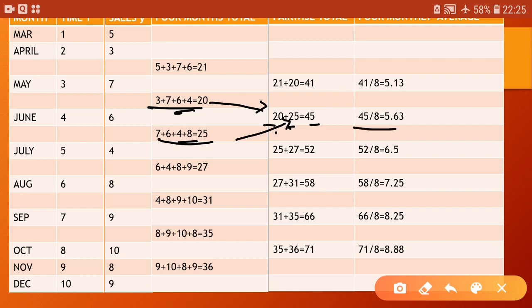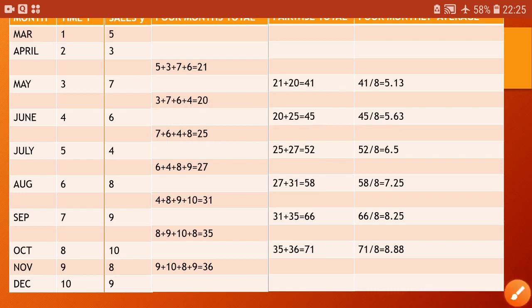So you need to divide by 8. So you need to divide by 8 to find the 4 years monthly average. You got my point? You need to divide it by 8. Okay. So same we will be doing here. 52 upon 8, 58 upon 8, 66 upon 8 and 71 upon 8.